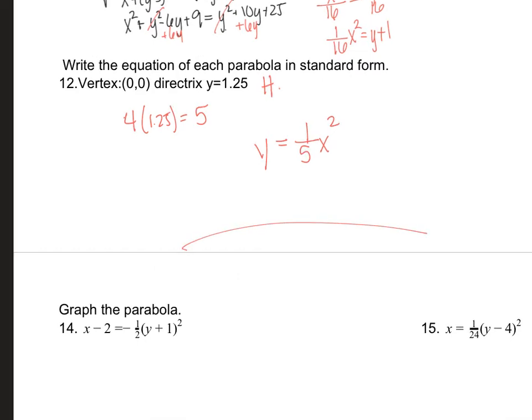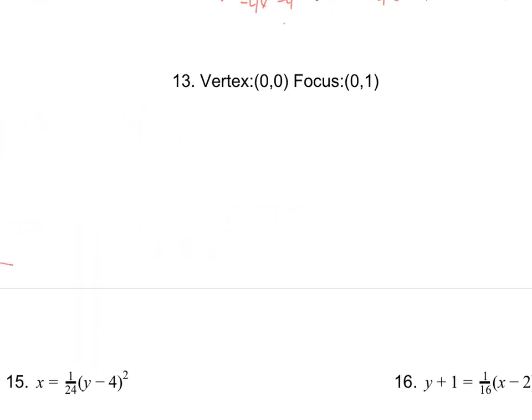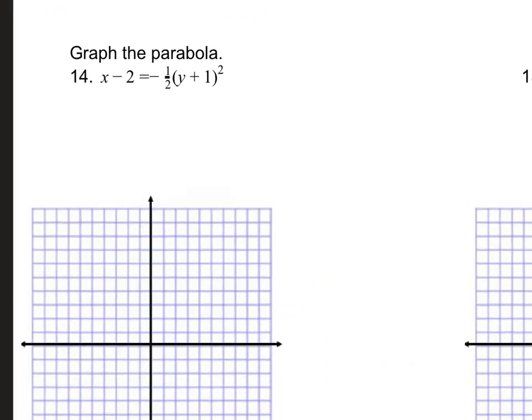Alright, so for our next one, this is definitely a vertical. This is my p. So x equals... Alright, so that's going to equal 1 over 4 times 1 y squared. So that's 1/4 y squared. Alright, so the next one I believe we're graphing.